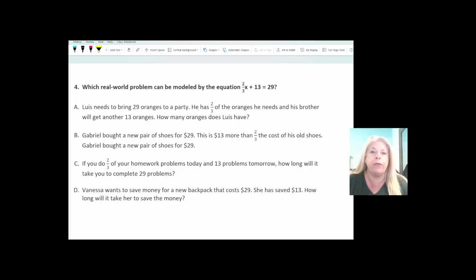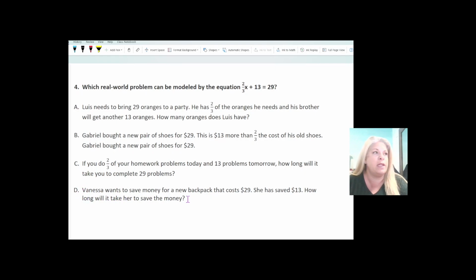Okay, so for number 4, this says, which real-world problem can be modeled by the equation 2/3 x plus 13 equals 29? So these are kind of tricky because you have a lot to read through and a lot to piece together to figure out which one would match. Right away, I'm noticing that option D doesn't even mention the 2/3.